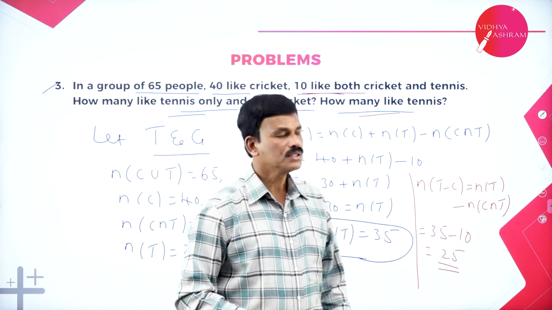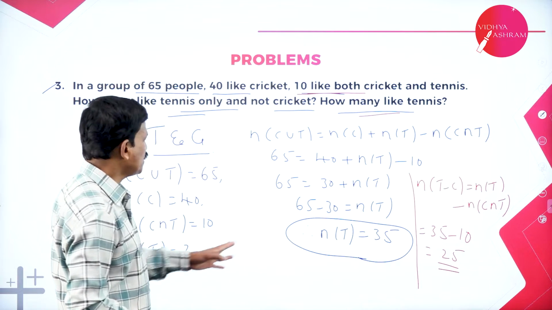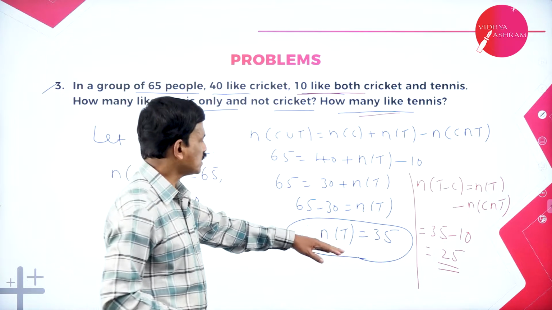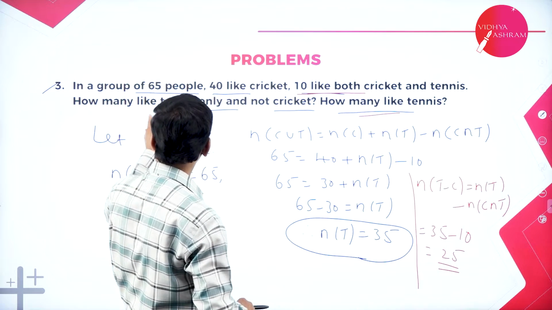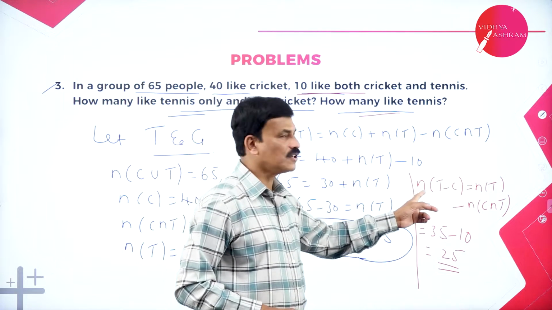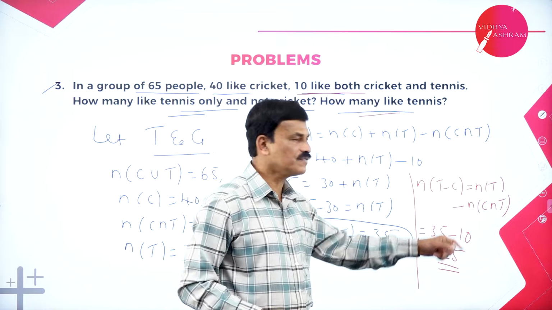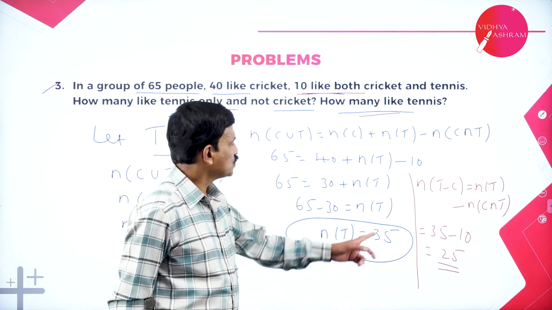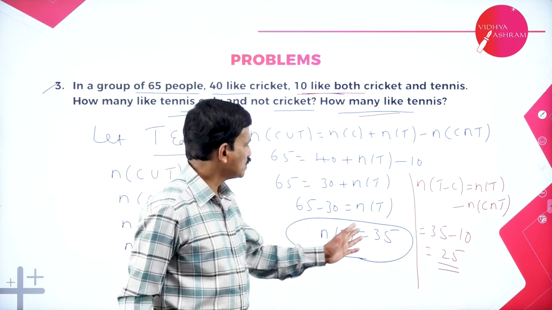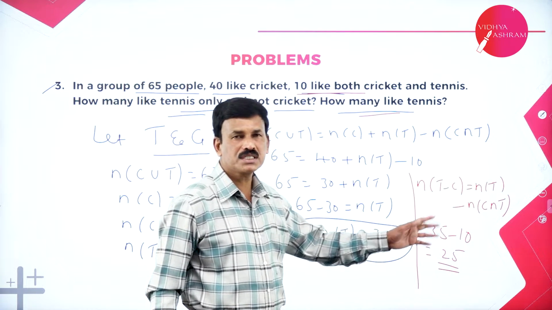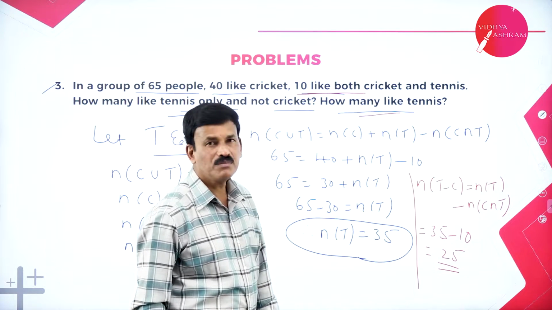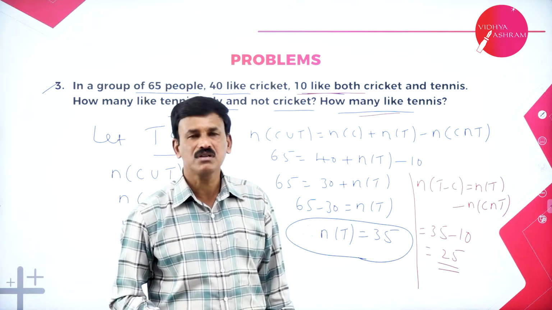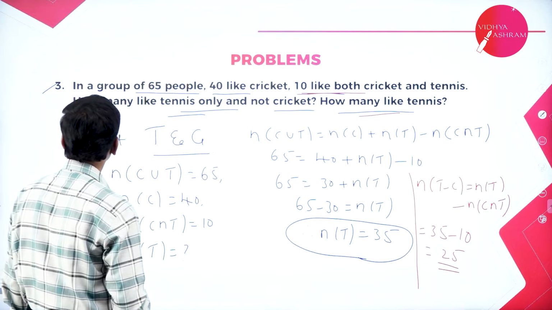Okay, that's all. So here what is given? First find out n(T). n(T) is equal to 65 − 30, that is 35. And the number of people who like only tennis but not cricket is n(T − C) = n(T) − n(C ∩ T). So if you subtract from n(T), that is 35, those who play both cricket and tennis, you will get 35 − 10 = 25. This is the required answer. Just subtract, you will get the answer. That's it. Okay. Now let's come to the next problem.